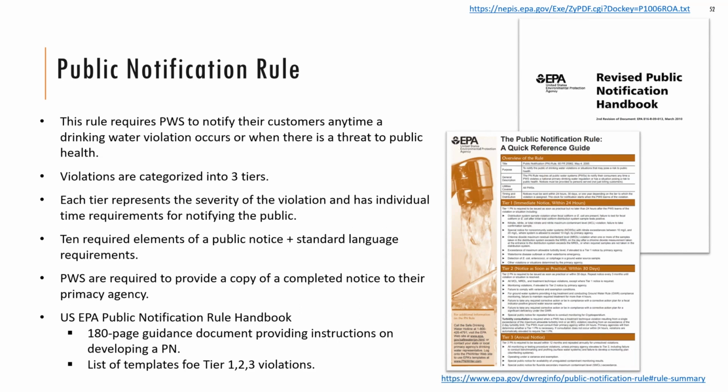EPA also has a public notification handbook, which is a 180-page manual, which provides instructions on developing a public notification template, as well as a variety of templates for tier 1, 2, and 3 violations, which can be used by water systems.